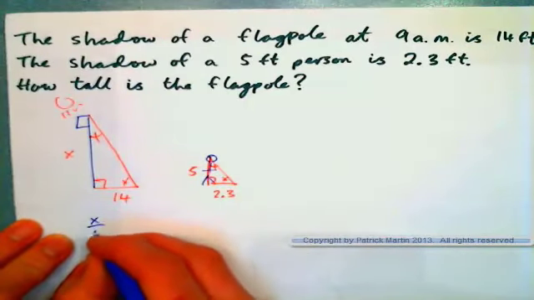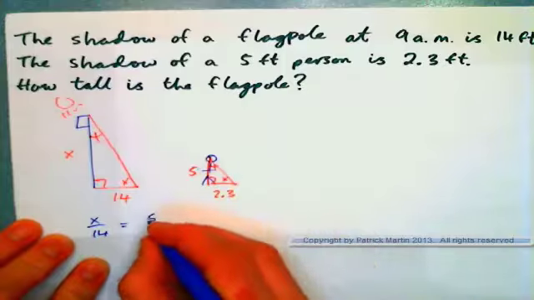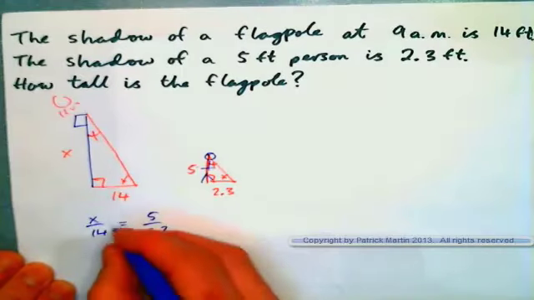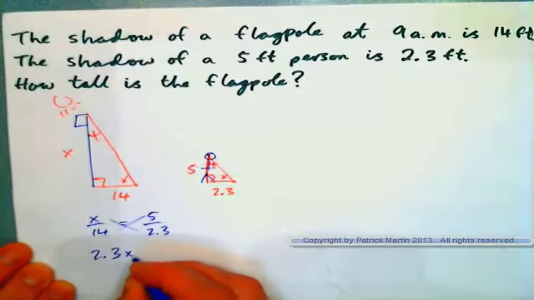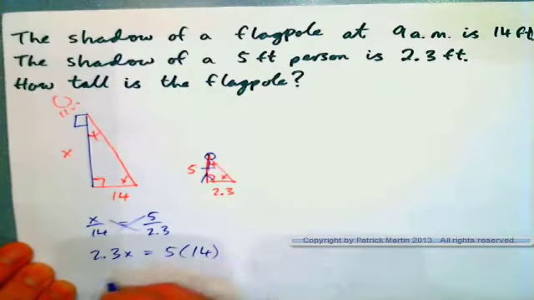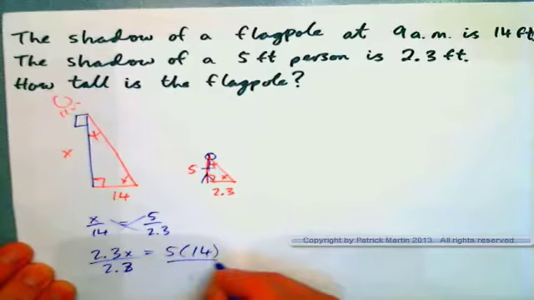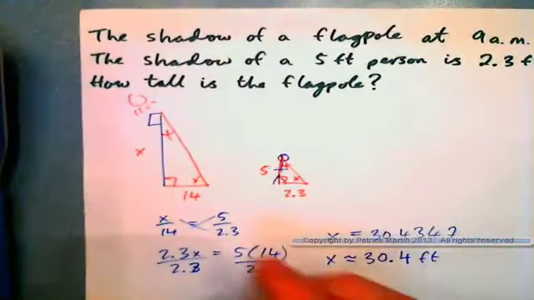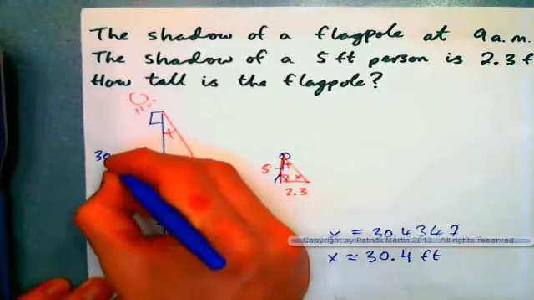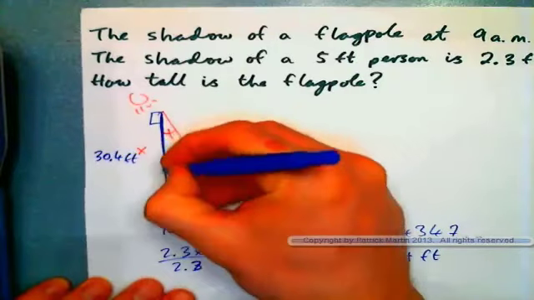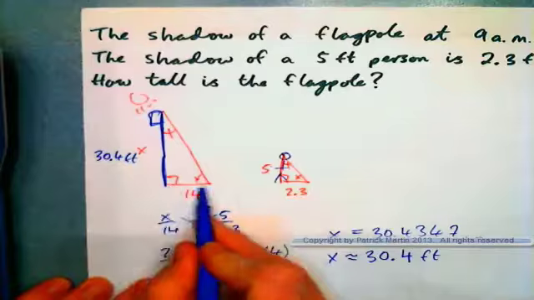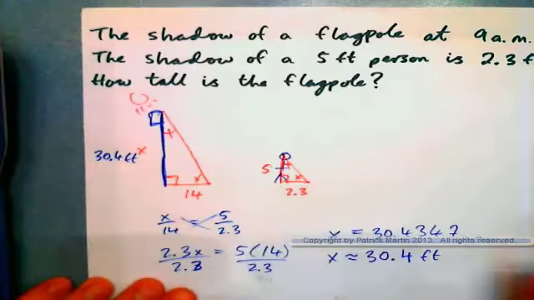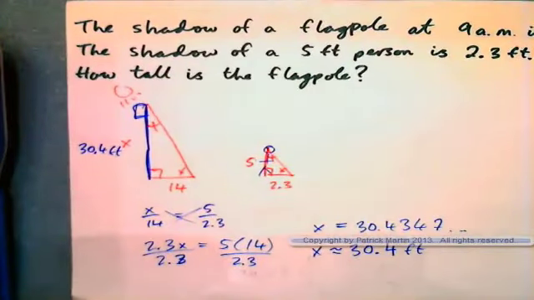We can go long over short: x over 14 equals long side over short side, 5 over 2.3. Because we have similar triangles, we can cross multiply and get 2.3 times x equals 5 times 14, and then divide both sides by 2.3, and we should have x equals approximately 30.4 feet, the height of this flagpole. So you have just calculated the height of a flagpole given the length of the shadow of the flagpole and the length of the shadow and the height of a person. That's a pretty cool application, I would think.